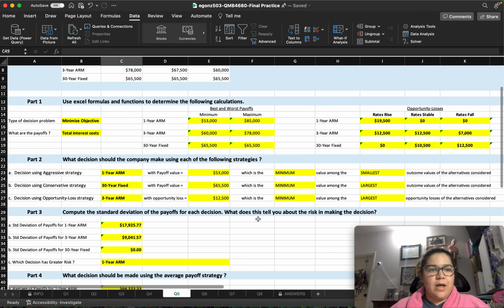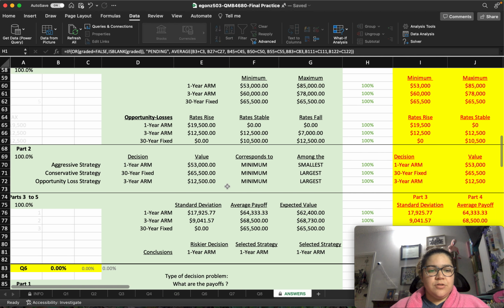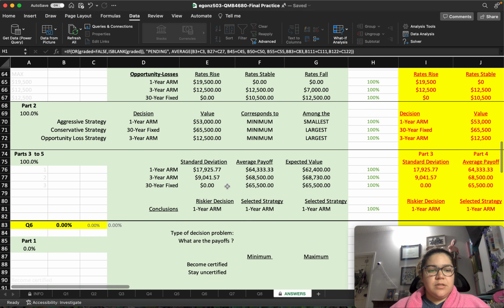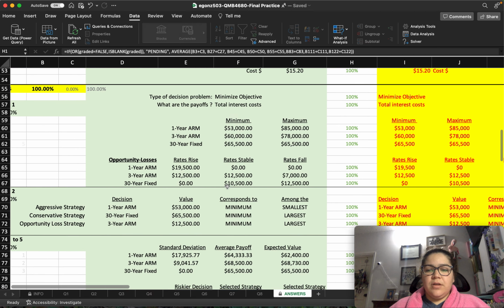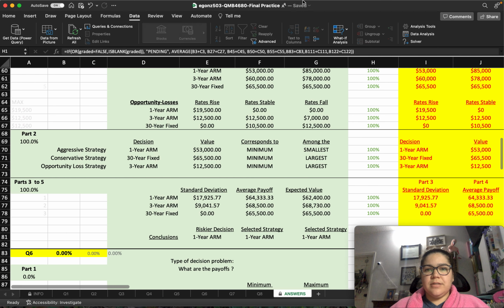Let me go back to answer. This is going to be question 5. So I'm going to here, answers. This is question 5. So as you can see here, I have 100%. And that's the end of the question.